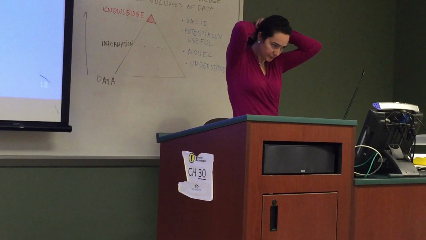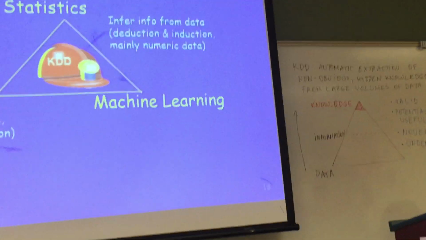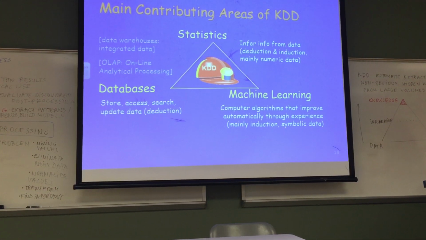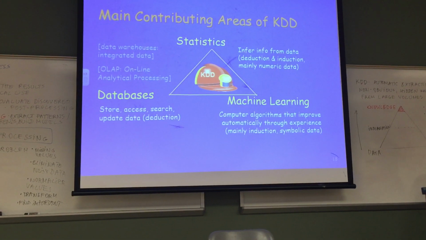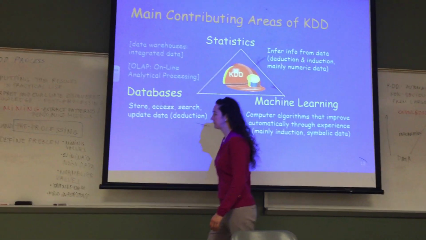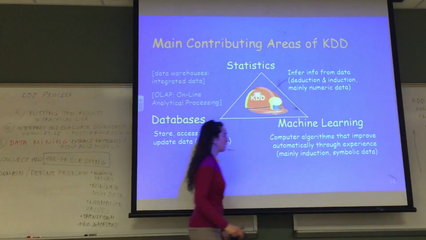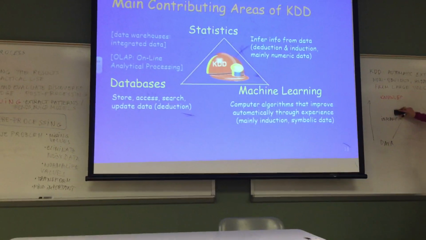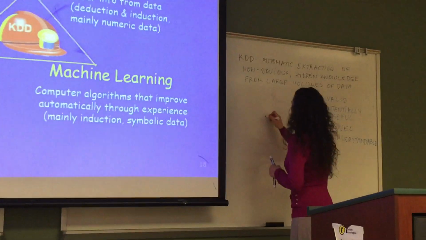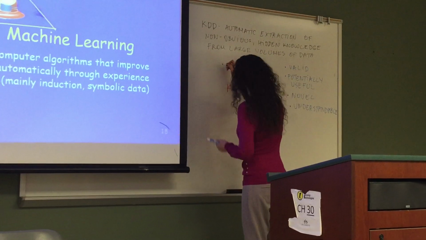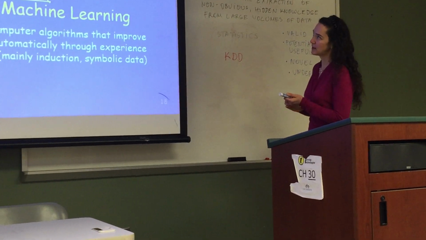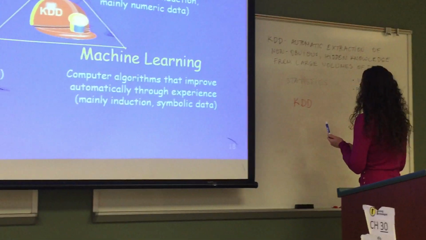In order to accomplish this, the knowledge discovered databases is a new area of research which combines other areas together in order to accomplish what we would like to do here. We need to combine other fields. So we are combining statistics. Some statistical methods are used for our purpose. So to accomplish the KDD, we need to use statistical methods, such as deduction and induction for numerical data.